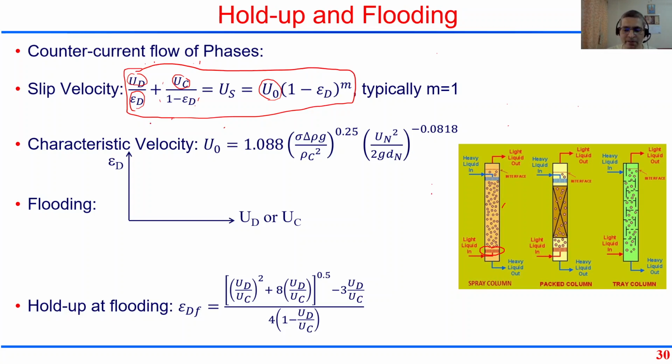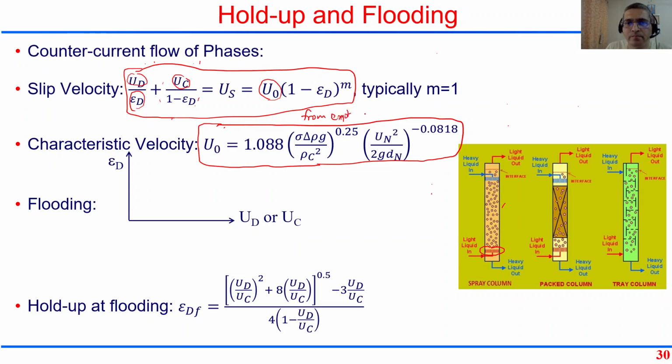So people did experiments on spray columns with different kinds of densities, different kinds of viscosities and so on, and correlated this U0 by this empirical equation. So these kinds of equations are there. These are coming from experimental data. They are empirical in nature. Empirical in the sense the correlation is fitted to match the experimental data.